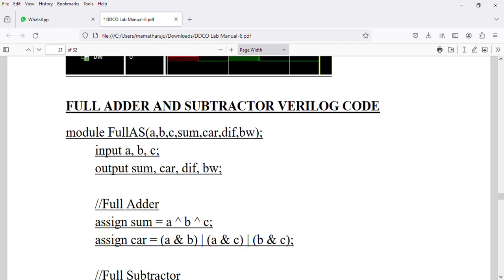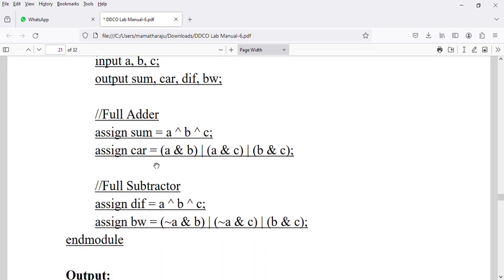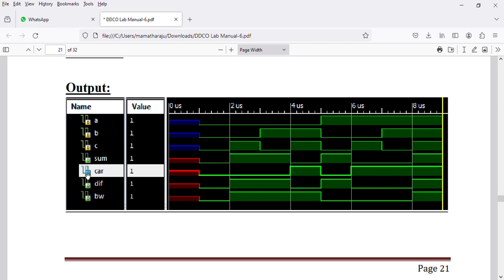Okay, and the full adder and subtractor Verilog code we'll see now. The same way, here we have 3 inputs, so A, B, C are the 3 inputs. Sum, carry, difference and borrow are listed here. Inputs are A, B, C, outputs are sum, carry, difference and borrow. With these two lines we get the full adder, and these two are for the full subtractor, and we get the output as this.